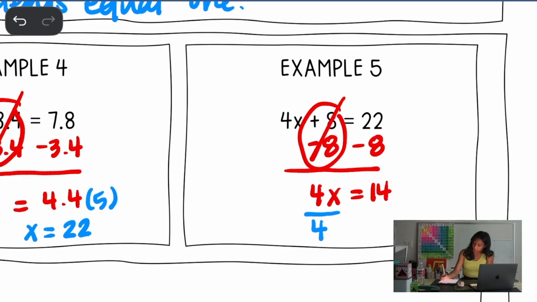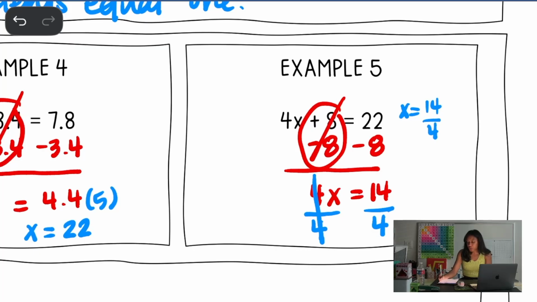We're going to divide by 4 on both sides since we were multiplying to get 4x. 4x divided by 4 is 1x. And x equals 14 over 4. I do want you to also be okay with sometimes our answers not being whole numbers, right? Sometimes they're going to work out to be decimals or fractions. We've got to be okay with that. So x is going to equal 14 over 4.